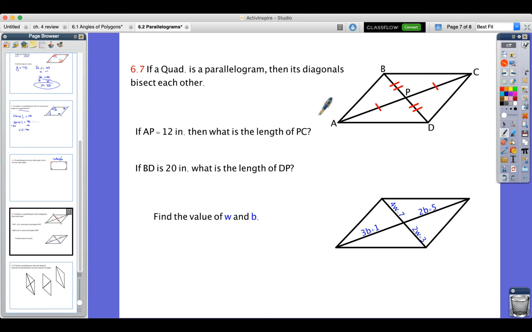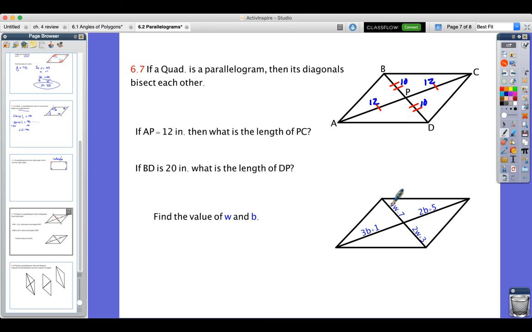So that being said, if AP is 12, what is the value of PC? Also 12. Good. If BD is 20, what's the value of DP? Half of that, 10, because it got bisected. Good. So here, we need to find the value of W and find the value of B.